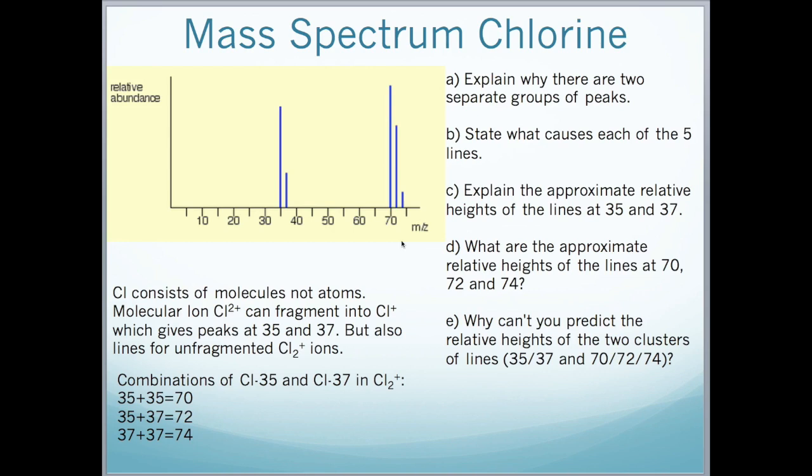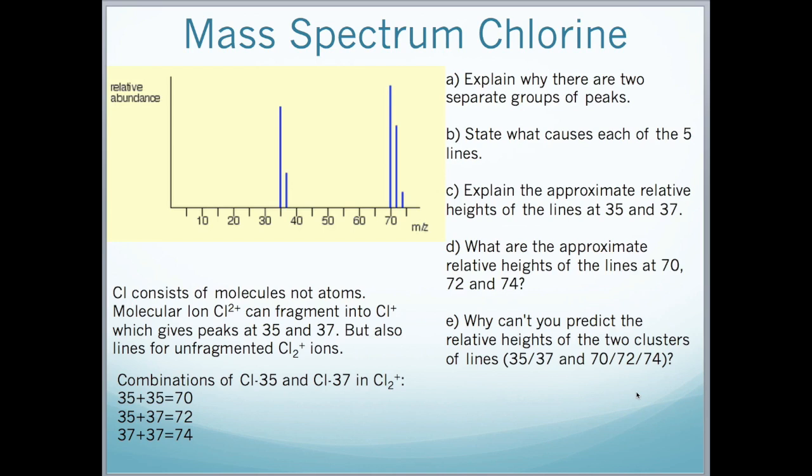D, what are the approximate relative heights of the lines at 70, 72, and 74? So 70 is the highest one, and then 72 and 74. So we can assume that 74 represents 1 unit, so that can be 1. How many of these lines at 74 can go into the next one? So we'll see 1, 2, 3, 4, 5, 6. So about 6. And into 70, so 6, 7, 8, 9. So that's the answer for that. The line at 70 is 9, 72 is 6, and 74 is 1.